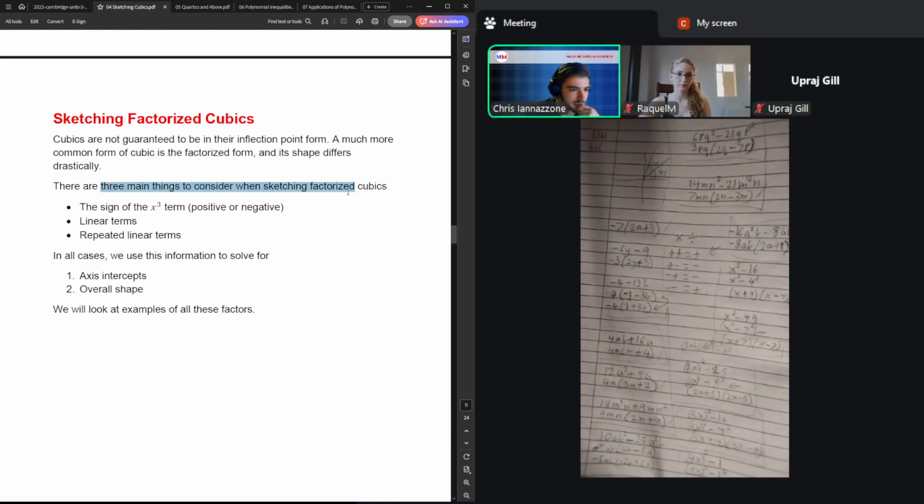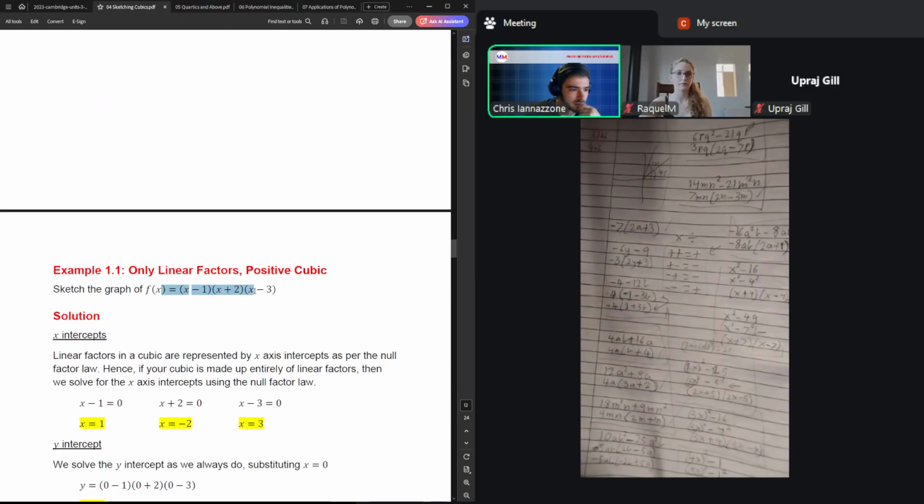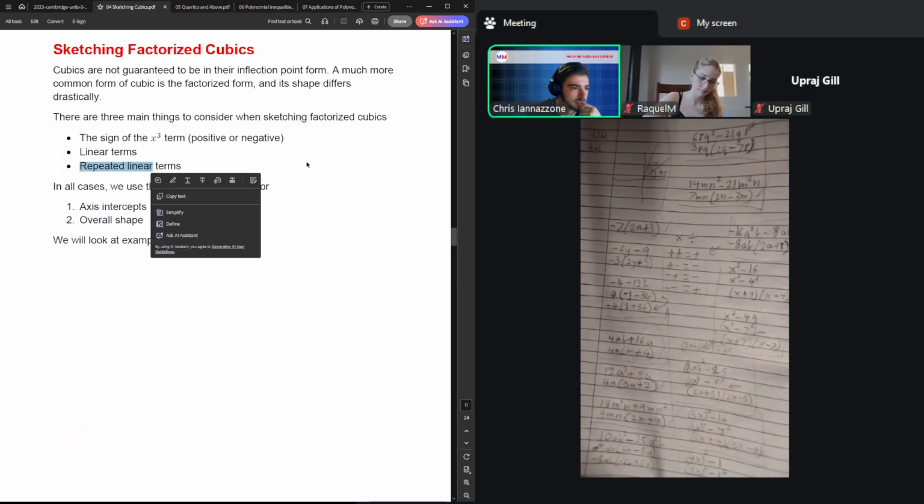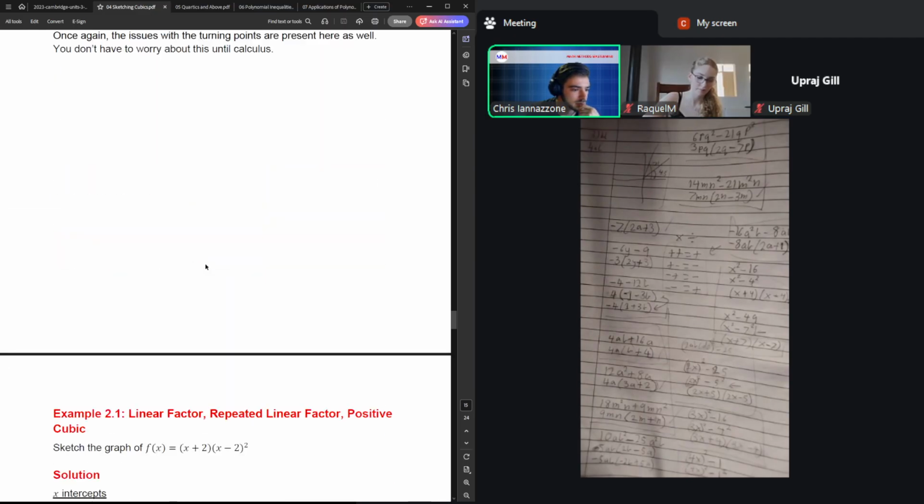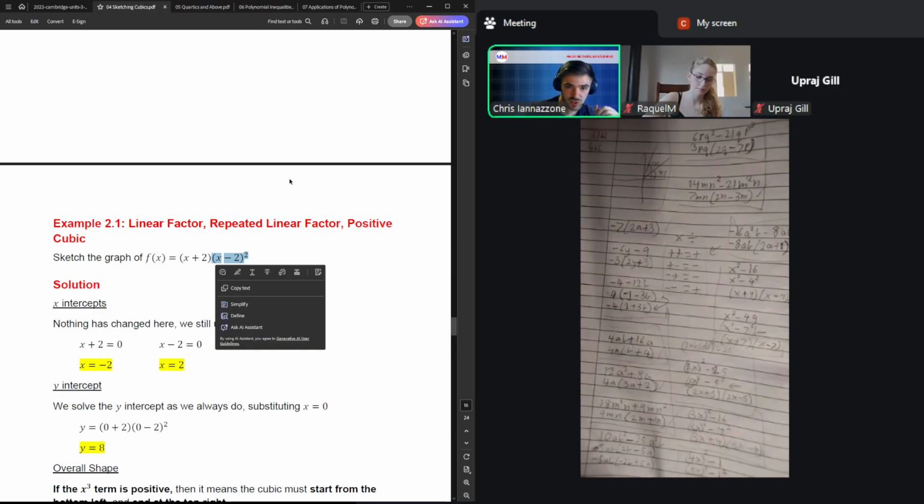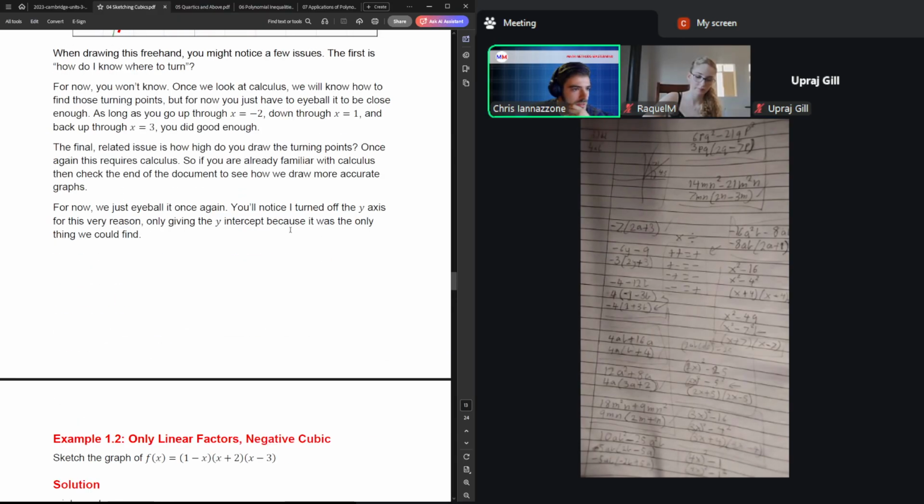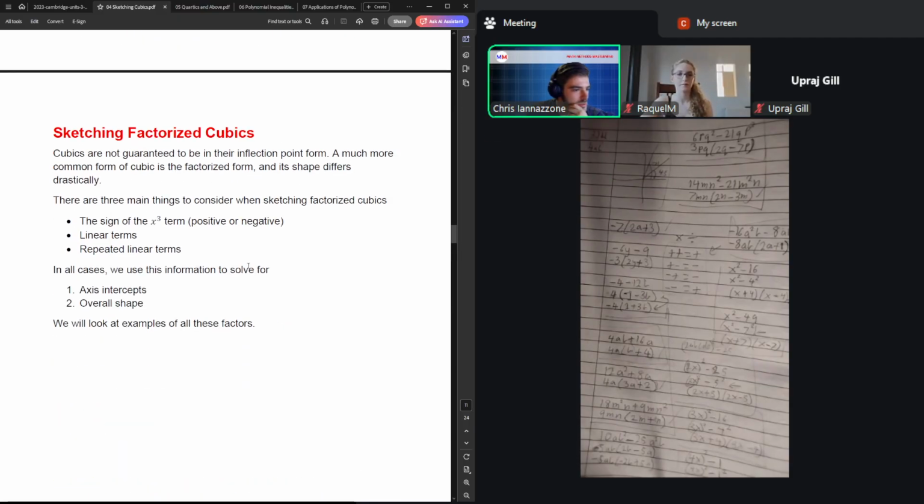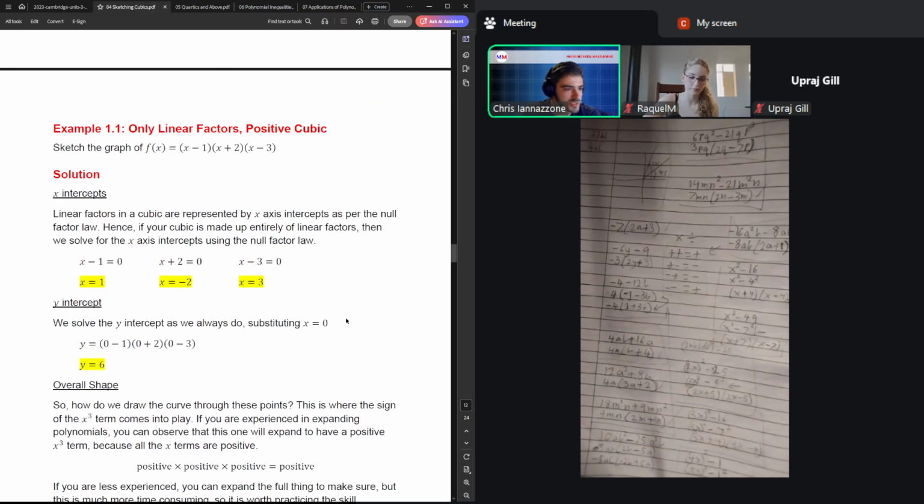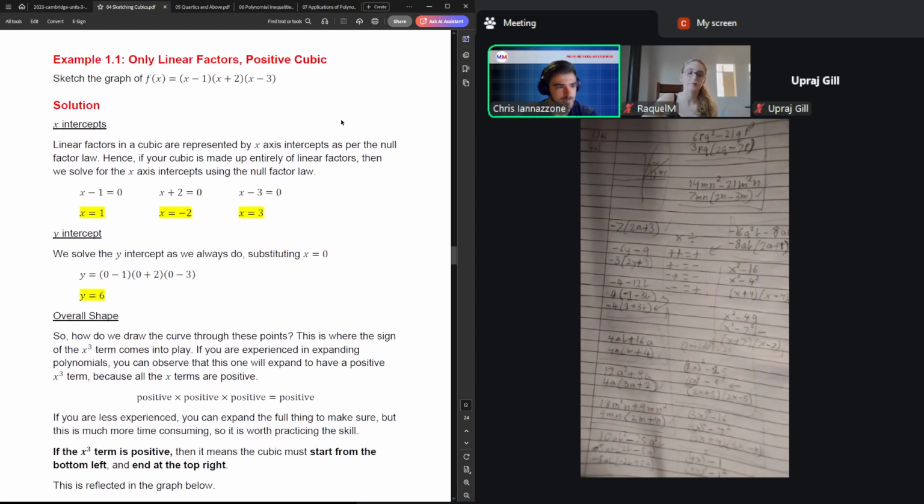There's a few things you want to consider when sketching factorized cubics. So you're going to consider what is the sign of the cubic? Is it an overall positive? Is it an overall negative? Do we have linear terms like that? That's a bunch of linear terms. Or do we have repeated linear terms, which would be something like this, where the linear has a square on the top of it. That's just a bit of an overview. And in all those cases, we're just using that to solve for the axis intercepts and the overall shape of the thing. Again, that's an overview. We'll look at the specific examples so you can see what that actually looks like.